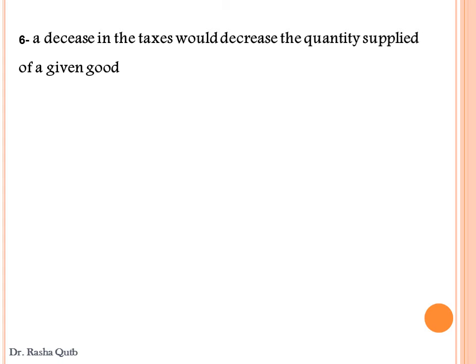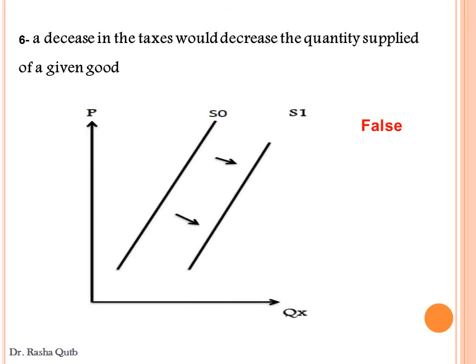Number 6, a decrease in the taxes would decrease the quantity supplied of a given good. This sentence is false. We know that there is a negative relationship between the taxes that are imposed on a certain economic activity and the supply for the product. So, when the tax rate that is imposed on production is lower, this would increase the supply for the product, and the whole supply curve in that case would shift rightward. So the correction of this sentence is that a decrease in the taxes would increase the supply for a given good.